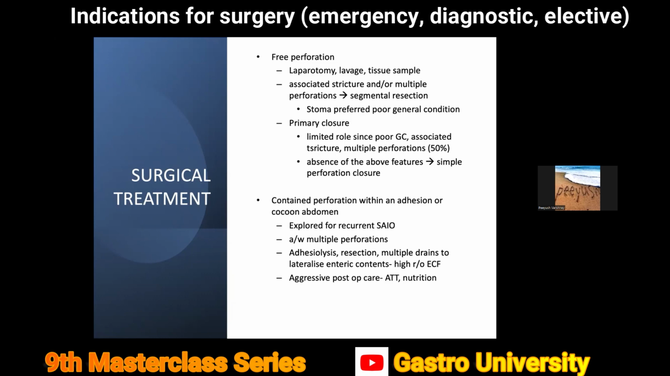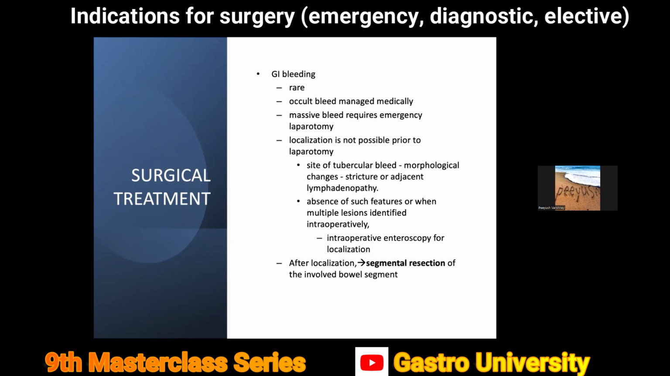And there should be aggressive post-op care, and antitubercular treatment should be started as soon as possible. And nutrition supplementation may be required in these kinds of cases. For bleeding, although it is rare in tuberculosis, bleeding may be there, and massive bleeding usually requires emergency surgeries.